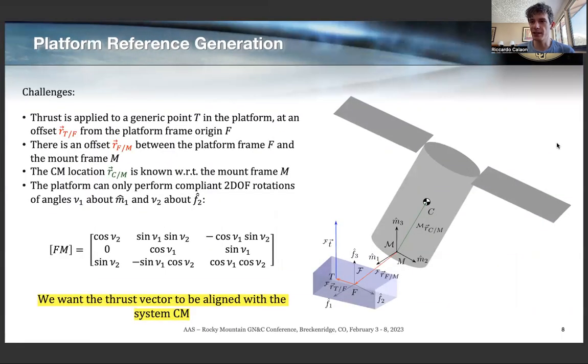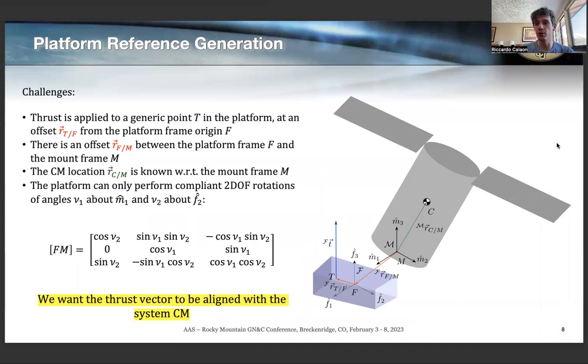In order to see if this is feasible, we need to be able to control the platform the way that we want. So to start defining this problem, we need to define 2 frames. There is a frame M, the mount frame, which moves together with the spacecraft hub, and the platform frame F, which moves together with a platform.